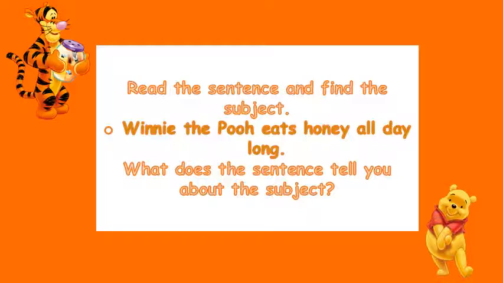Notice that the predicate of the sentence starts from the verb, here the verb eats, till the end of the sentence. Eats honey all day long. Again, I repeat, the predicate here is eats honey all day long, and we call it a predicate because it talks about the subject. It's either telling us what action the subject is doing, or it gives information about the subject itself.